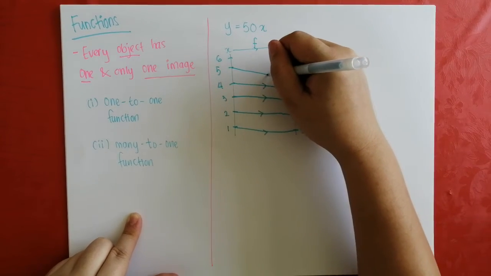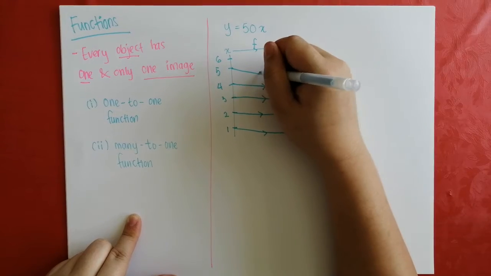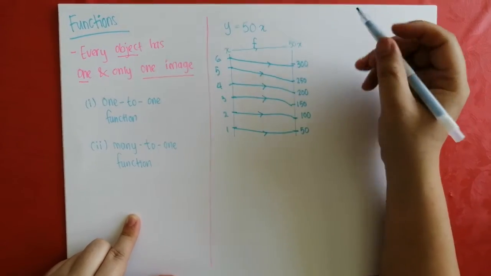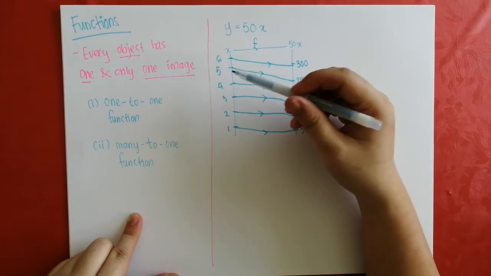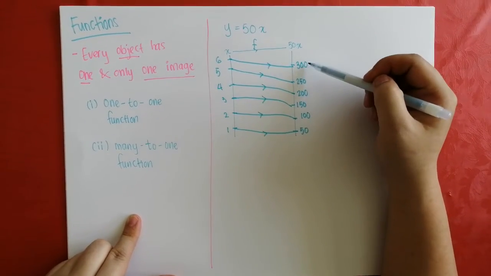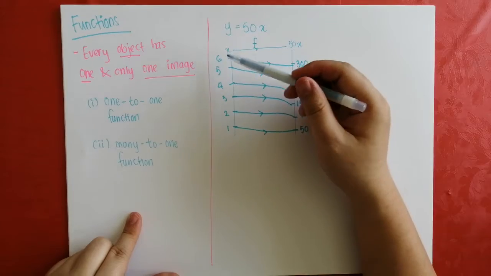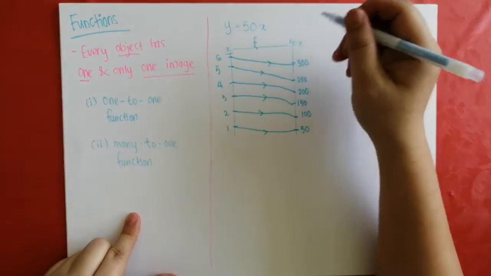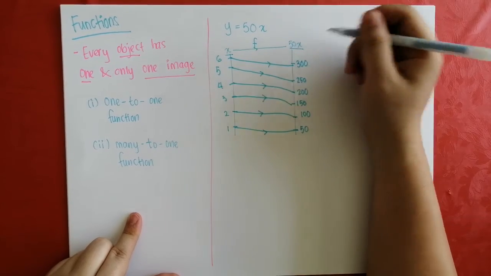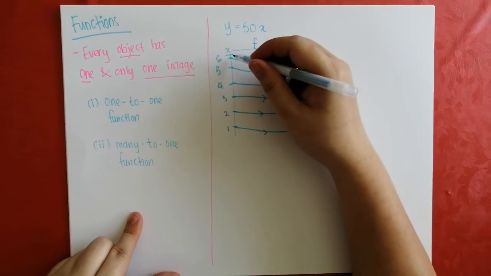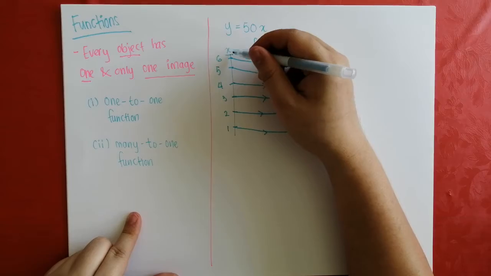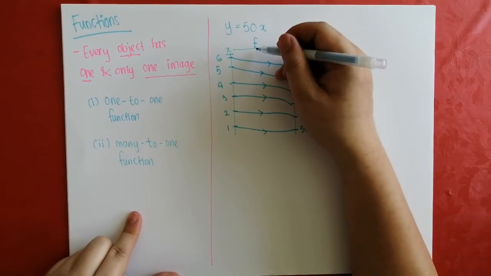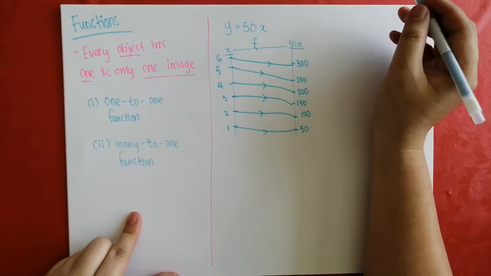So all the objects from x are mapped onto the images. Please make sure that you have arrows to show that. You have all the arrows mapping all the objects to their images. Please make sure you label this as the object side, which is x, and this as the image side on the right, which is 50x, and you have a function that maps all the objects to the images with an arrow. Please name the function.